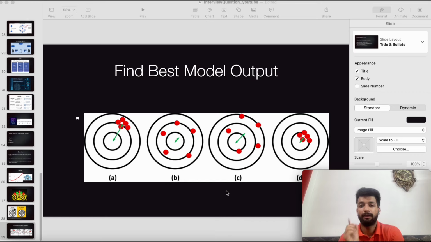We can understand that we should train a model on a data set that has fewer outliers, or we should remove the outliers to reduce the variance as well as the bias. That is also called the bias-variance trade-off.